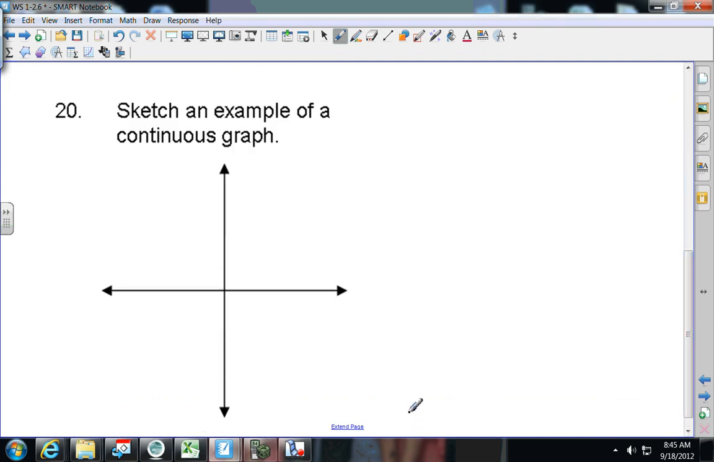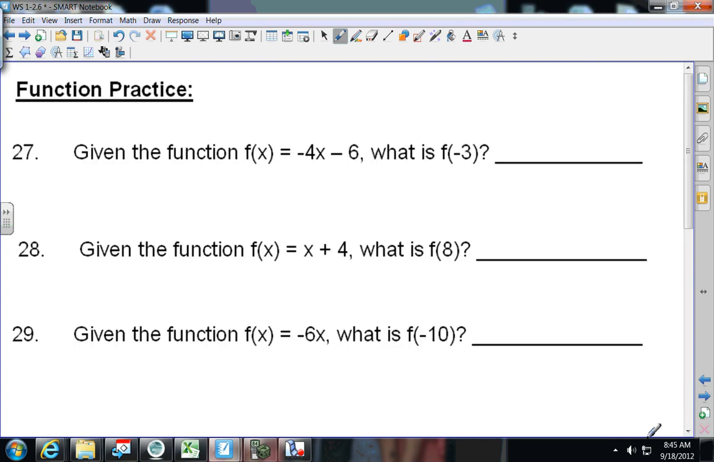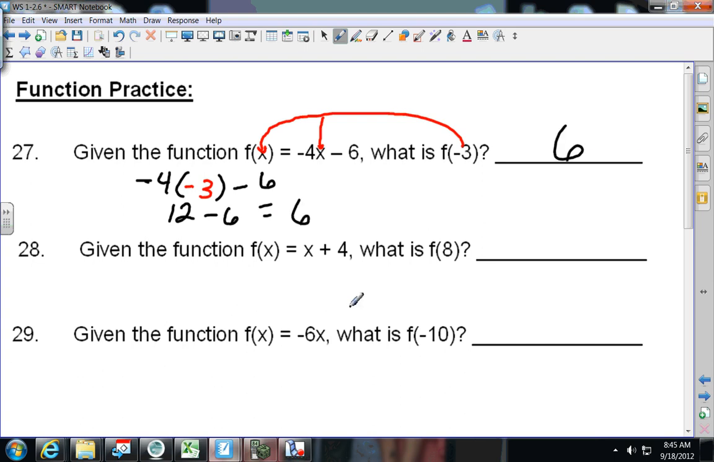Sketch a continuous. It would be a line. The next one says, let's do some function practice here. It says, given the function f of x equals negative 4x minus 6, what is f of negative 3? All it's saying is that negative 3 goes in where the x goes. So like right here. So I would go negative 4 times negative 3 minus 6. Negative 4 times negative 3 is 12. Minus 6 is 6.